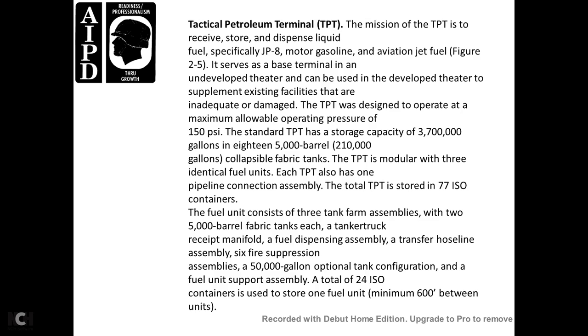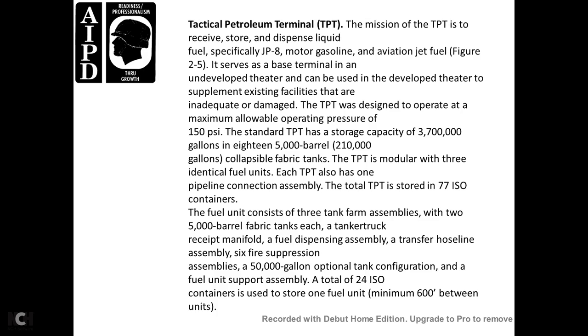The standard Tactical Petroleum Terminal has a storage capacity of 3,700,000 gallons and 5,000 barrels of collapsible fabric tanks. The Tactical Petroleum Terminal is modular, with 3 identical fuel units, and each Tactical Petroleum Terminal also has 1 pipeline connection. The total Tactical Petroleum Terminal is stored in 77 ISO containers.